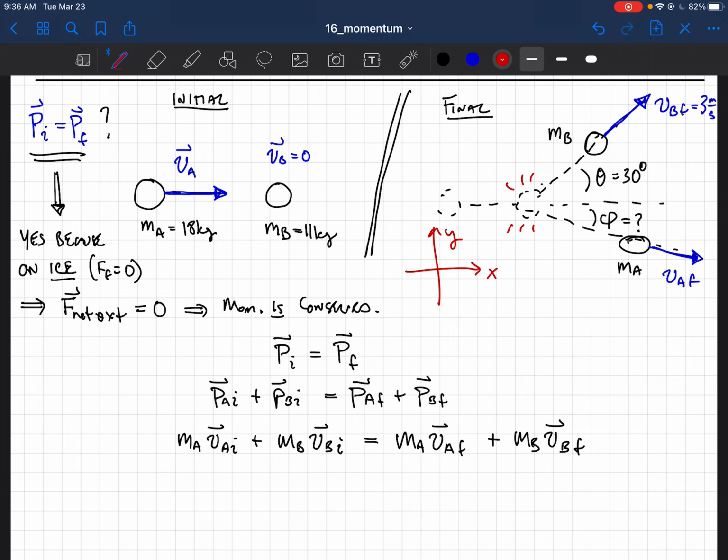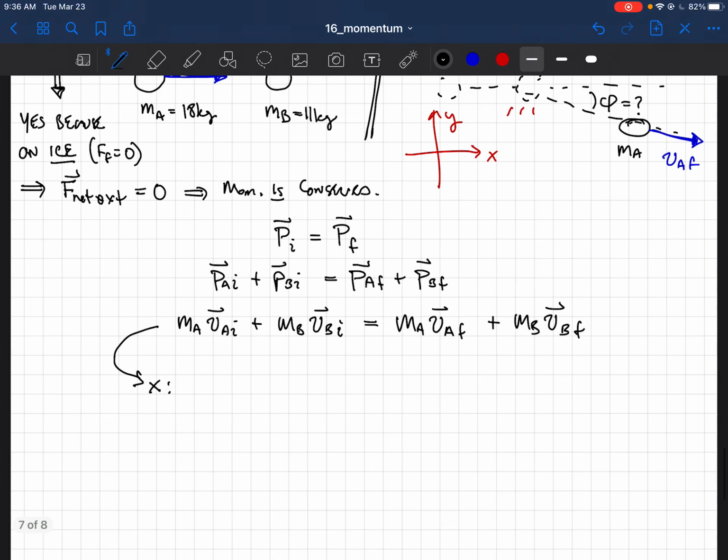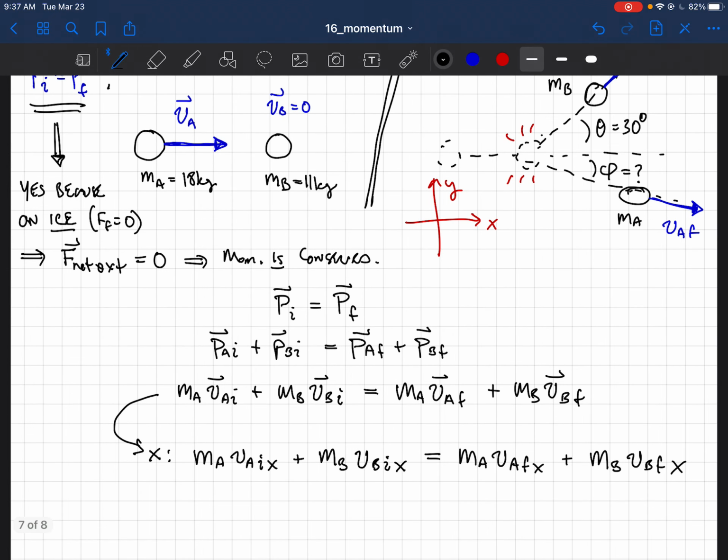In the previous case, we only had to write down the x because everything was along a line, but here we obviously have vectors in the y direction as well, so we'll need to include both. So the vector equation must also be true for the x components. So I write it out. mA vAix plus mB vBix is mA vAfx plus mB vBfx. Okay? Now we look at our picture.